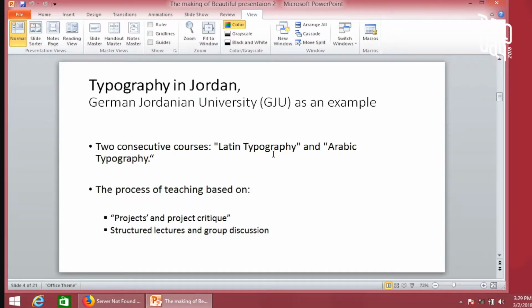We only introduce students to 2 types of courses in typography. One is Arabic typography and the other is Latin typography. The teaching process contains multiple teaching methods like projects and project critique, while we join the project with structured lectures and group discussion.